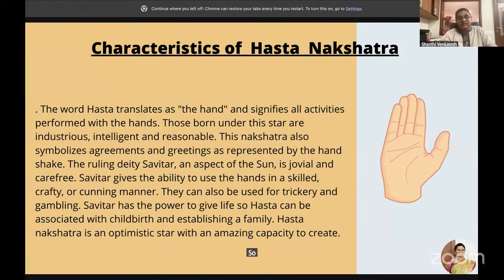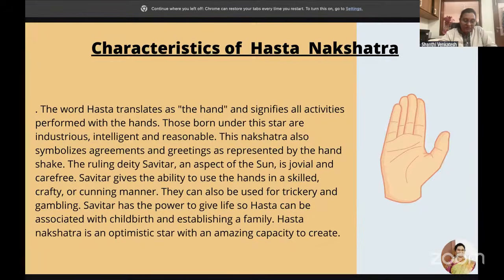So Kanya Rashi is actually the sixth Rashi of Kalapurusha. That represents service. Kanya Rashi represents service, so these people are also very good in the service industry.